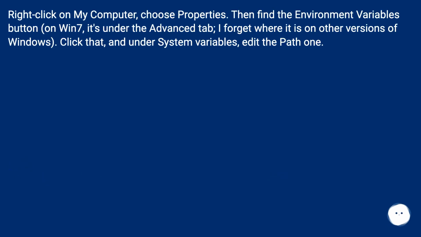Right-click on My Computer, choose Properties. Then find the Environment Variables button. On Win 7, it's under the Advanced tab. I forget where it is on other versions of Windows. Click that, and under System Variables, edit the path.